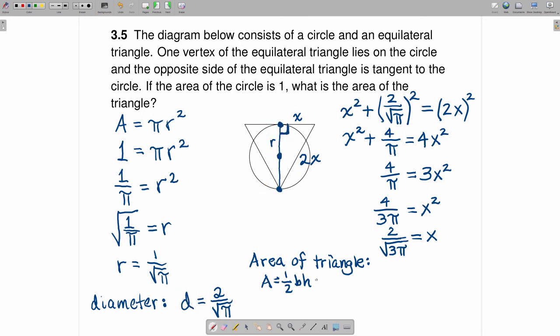So to put all that together, the area will be 1/2 base, and the base of the triangle is going to be 2x. So we take this value x right here and we double it, and when we double it, we will have 4 divided by the square root of 3 pi. And then for height, what we do is we just take this diameter value here, and this is 2 over the square root of pi.